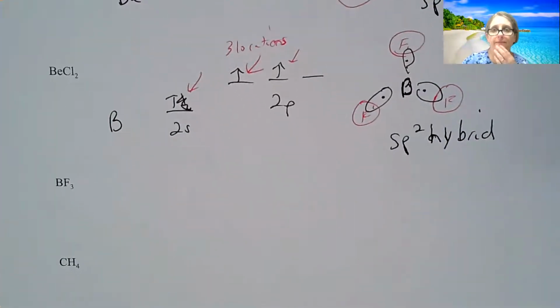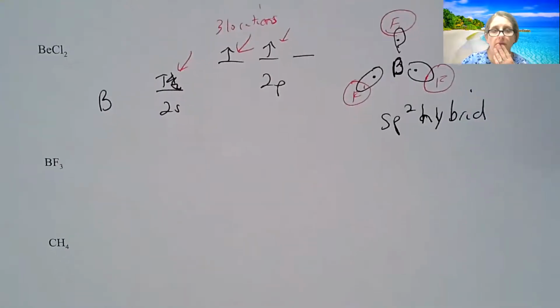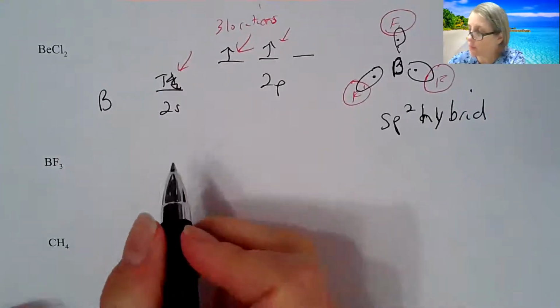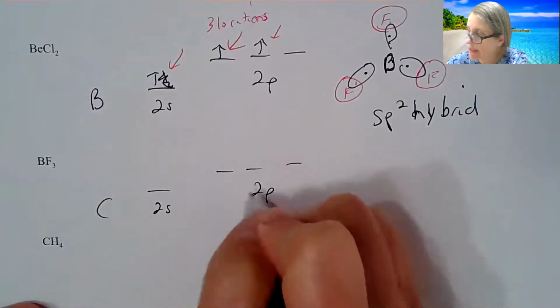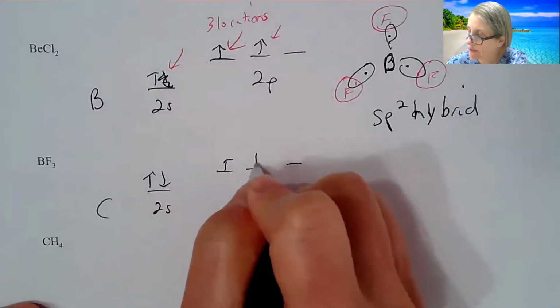sp2 hybrid. All right, and then CH4, again, 2S, 2P. Hopefully you'll start to see the pattern here.